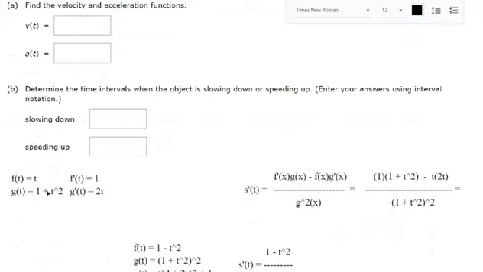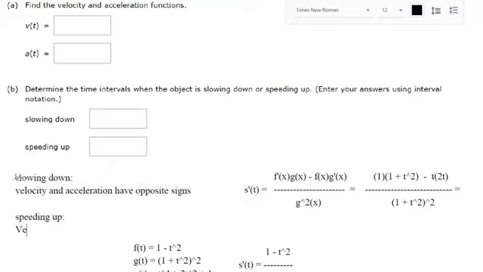So the big thing you want to look out for in these problems is when the velocity and the acceleration are opposite. If you want to find out when the object is slowing down, velocity and acceleration have opposite sign. Speeding up, velocity and acceleration have same signs.